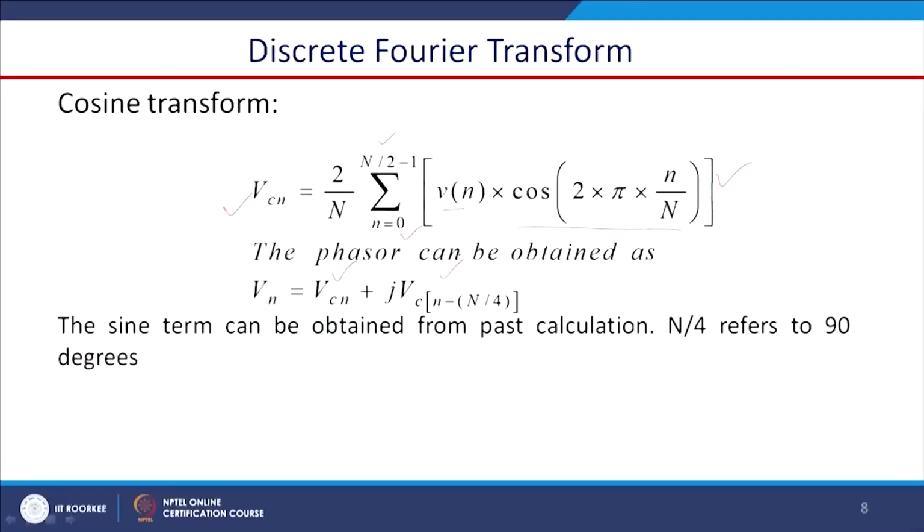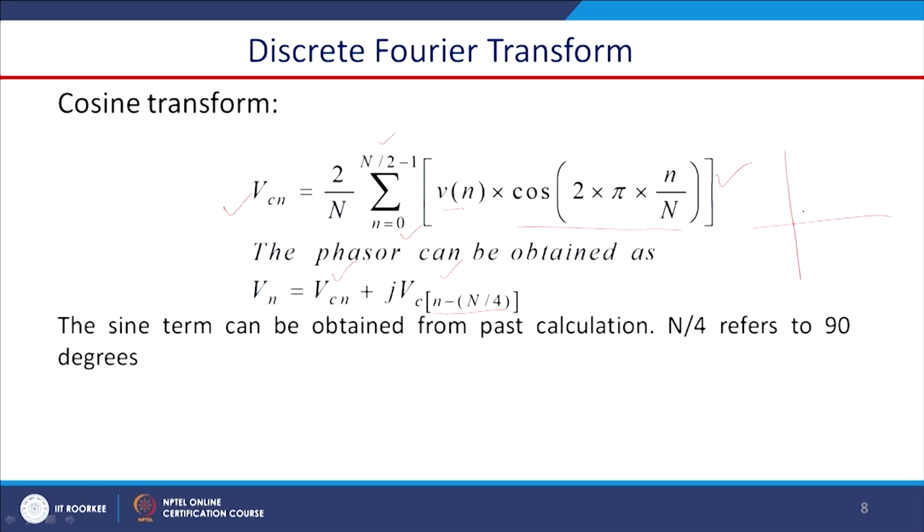If this is my real part and this will be my imaginary part, what I will do here is put n minus capital N by 4, so I will get the imaginary part of the signal, that is the sine part of the signal. If I know cos theta, then how do I know sin theta? Just by shifting by n by 4 points, a quarter of the signal, or minus 90 degrees, since sin of 90 minus theta is equal to cos theta.